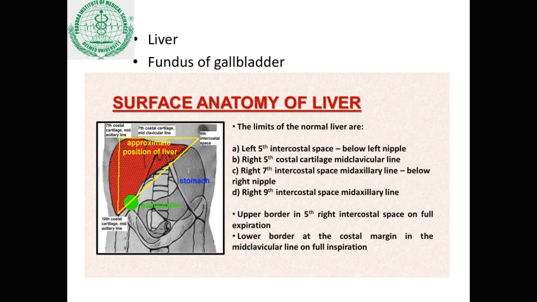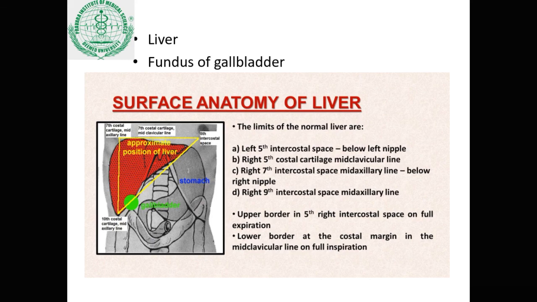Then the right border, a point is put 1 centimeter just below the tip of the right 10th costal cartilage. So this is the right 10th costal cartilage. Draw a convex line from below up to the right nipple. So this will become the right border of the liver.